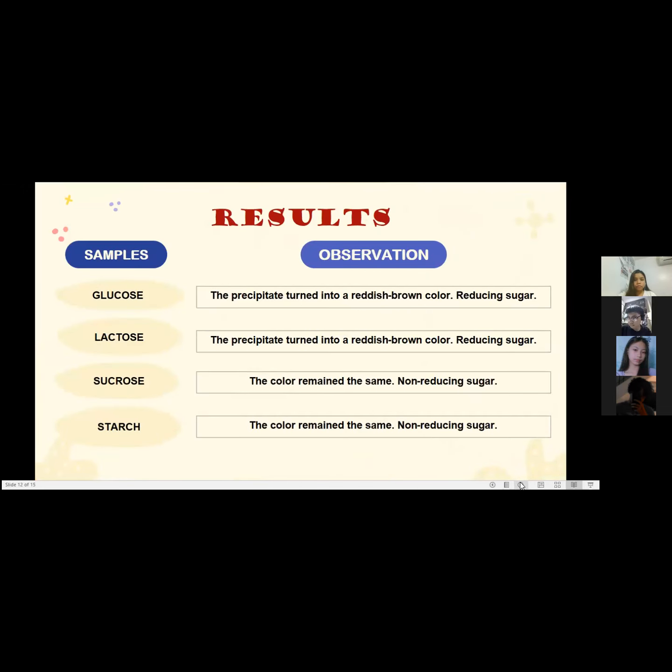And now, for my own observation for the glucose and lactose, they both turned deep blue after the drops of Fehling's solution A and B. After boiling it for a few minutes, it turned red. Therefore, it means glucose and lactose both have a reducing sugar.